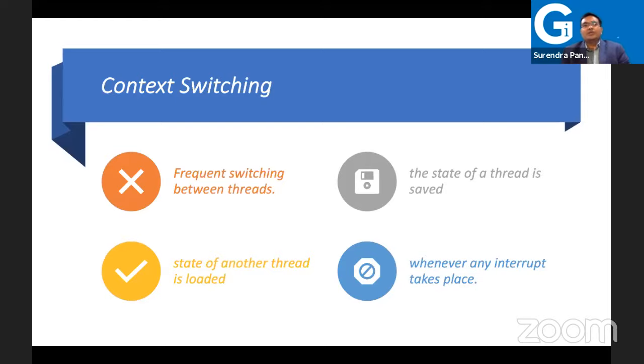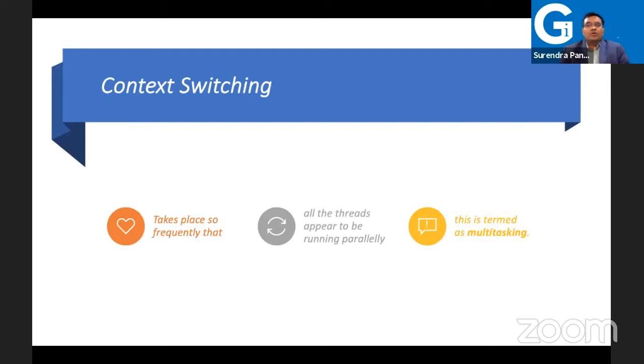Now in multi-threading, you will see a topic like context switching, where there is frequent switching between the threads. In this case, even the state of the thread is also saved, and it happens by interrupt. So context switching takes place between the threads, which happens frequently, and that is the reason we are able to perform many more tasks in parallel.